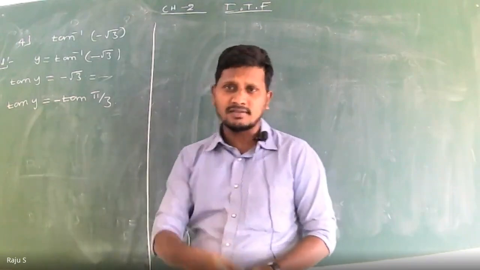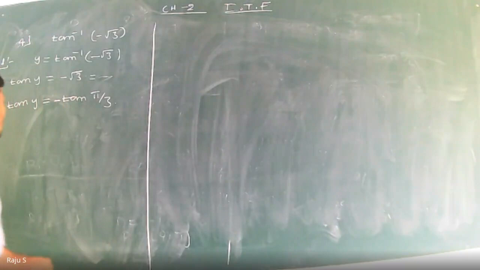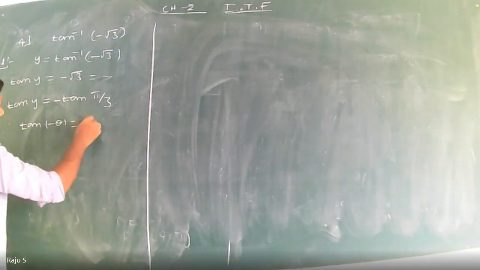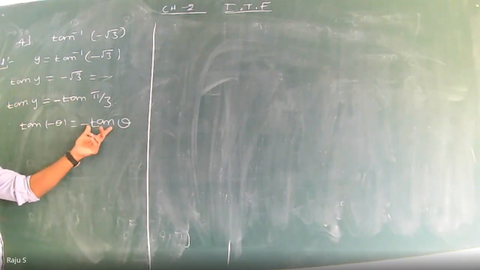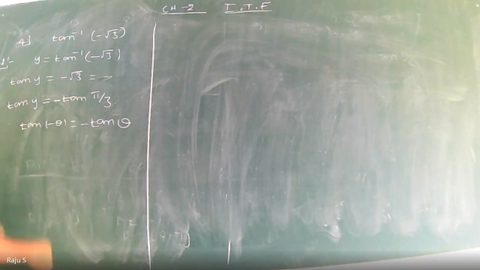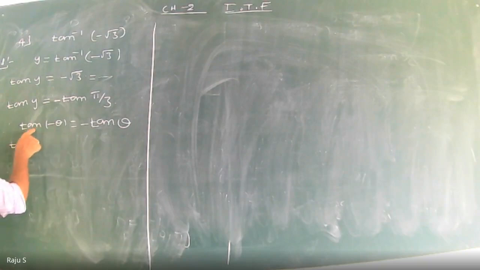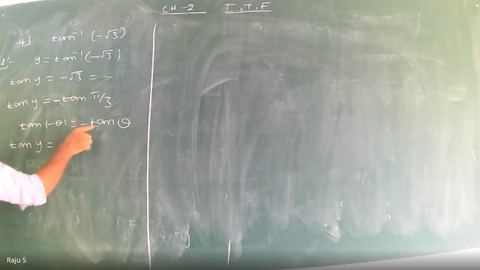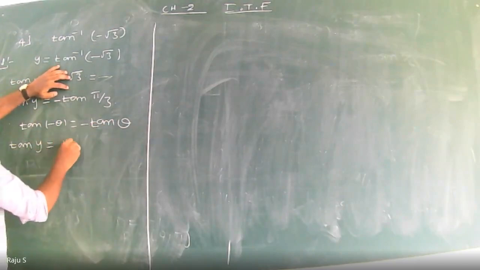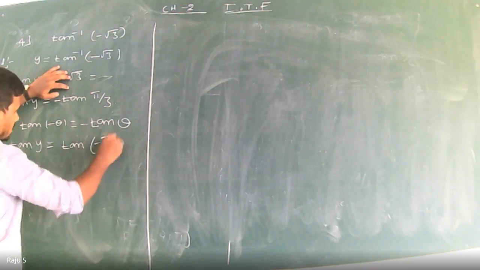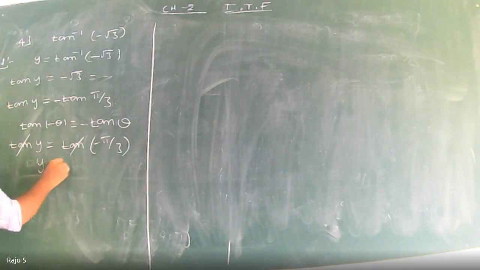So how can you convert this value? What about tan of minus theta? We know that tan of minus theta is equal to minus tan theta. So the right side, in the form of minus tan theta, you can write as tan of minus theta. So tan y is equal to minus tan pi by 3, which is tan of minus pi by 3. The tan gets cancelled, and y is equal to minus pi by 3.